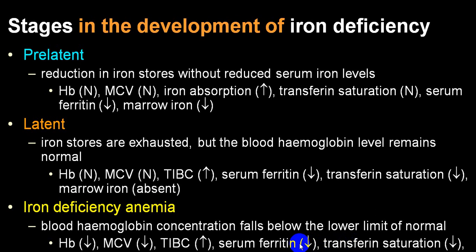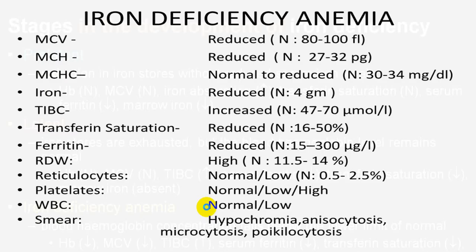transferrin saturation also reduced, which is also reduced here, that is in a latent stage as well as iron deficiency anemia, while it will be normal in case of a pre-latent stage, and marrow iron will be absent. So even if you do the iron level in the blood, it will also be reduced.